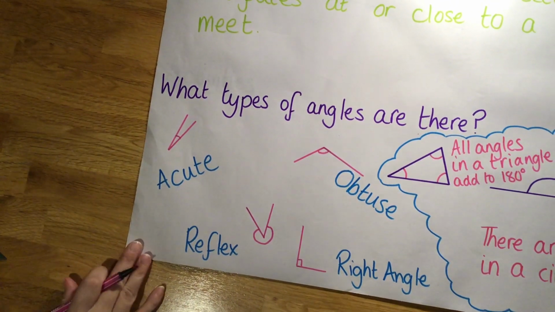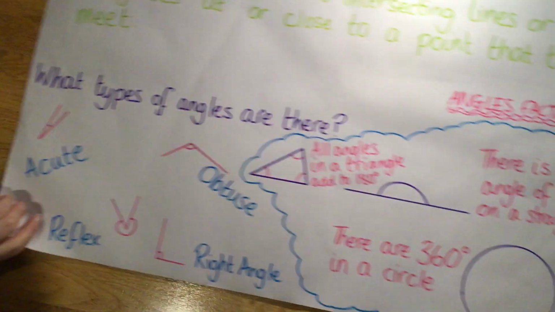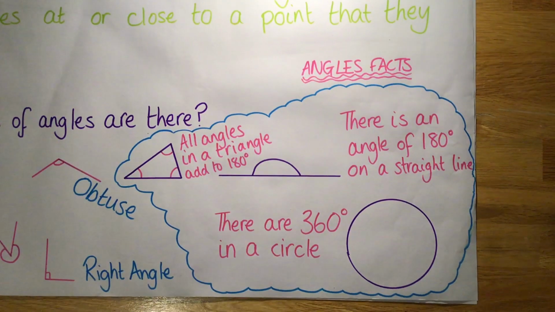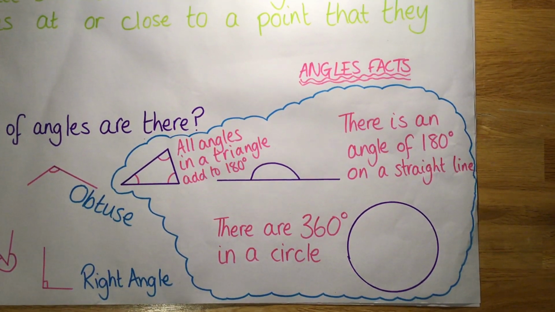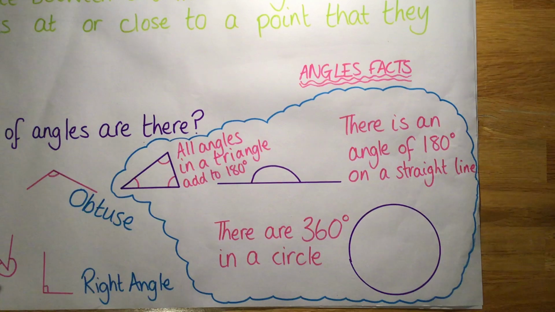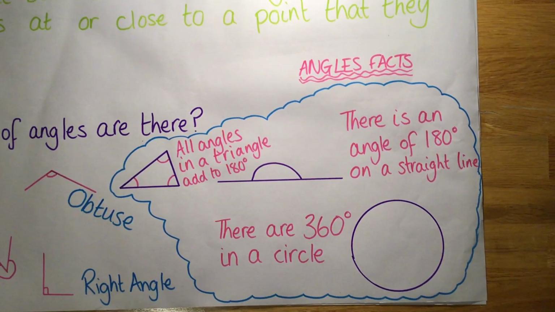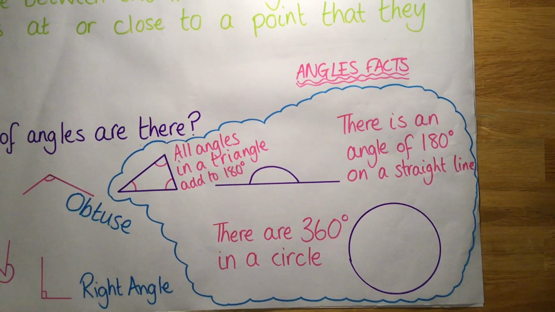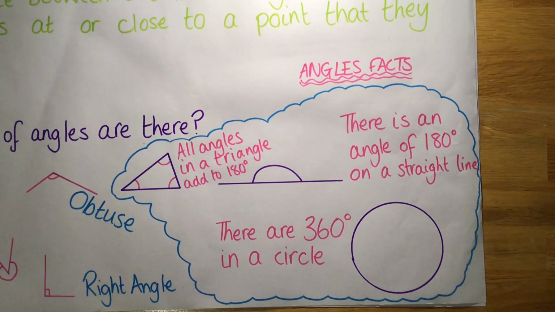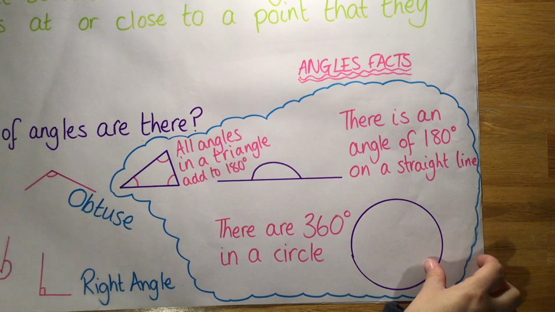So just some angle facts for you. If we had a straight line, there is an angle of 180 degrees on a straight line. In a circle, there are 360 degrees within that circle. And all angles in a triangle add up to 180 degrees.